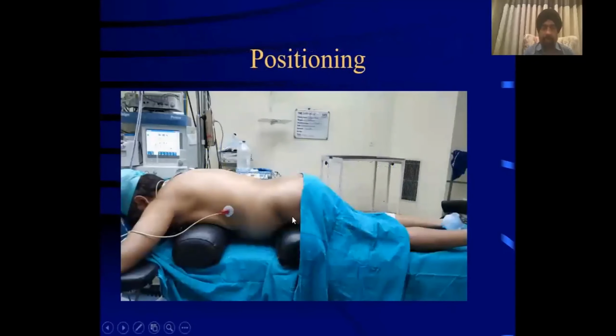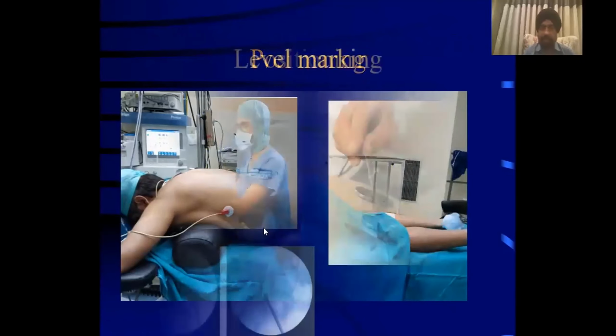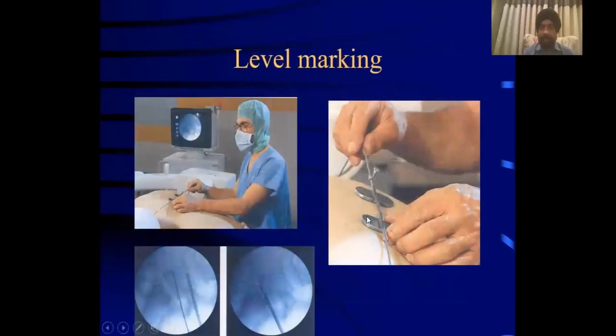This is how I position my patient on two bolsters, one under the chest and another under the pelvis. The abdomen is free, and it is a natural lie of the spine, so there are lesser chances of venous congestion. Then I use a Destandau device to localize the level where I want to go. It has a horizontal bar and two vertical bars, so it's a very good non-invasive method to localize the level.